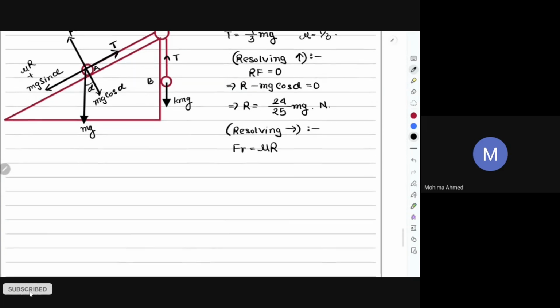So if mu is 1 by 3, then I have to write friction as 1 by 3 R. R is how much? 24 by 25 mg, right? So you get 24 by 25 into 1 by 3, which is going to be 8 by 25 mg. This is your friction.